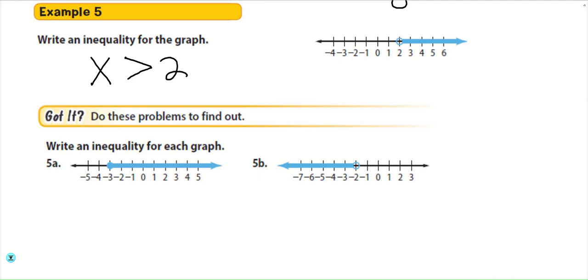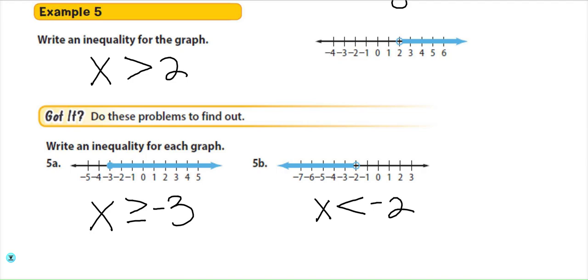Let's take a look. So we have x. It's a closed dot going towards the right, so that would be greater than or equal, and it would be negative 3. 5b, it's an open circle at negative 2, and it's going towards the left, so we need to be pointing left to make less than, and it needs to be less than negative 2.